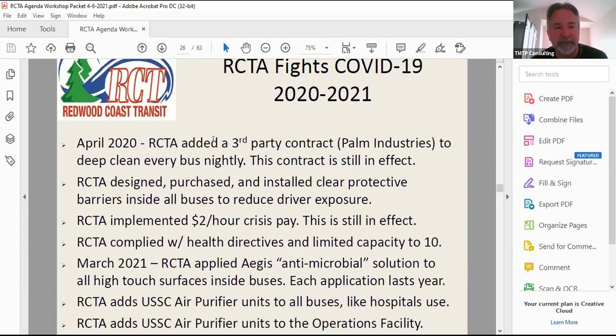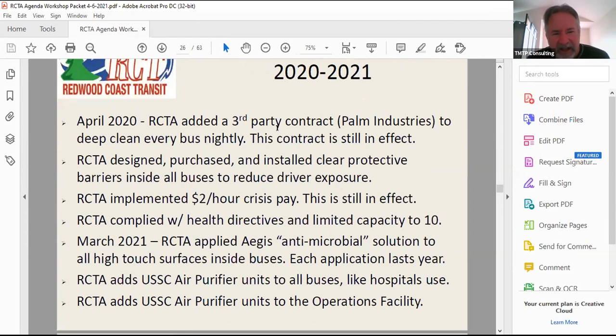We added a third-party cleaning contract to come in every night and deep clean the buses, starting a year ago from now. And this contract's still in effect. We actually adjusted what they do just this last week because we have some new technology on board. So we want them to do a little more hand cleaning and less fogging, which is a spray that they were using.